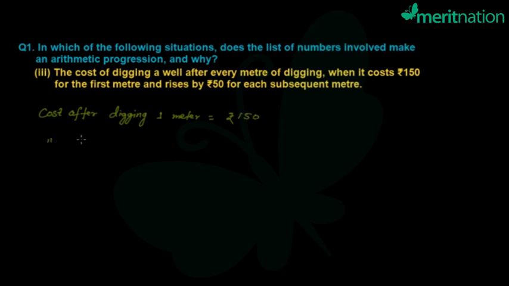Similarly, the cost after digging 2 meters. So 50 rupees will be increased here. 150 for 1 meter and 50 rupees for the next meter. So the total becomes 200 rupees.